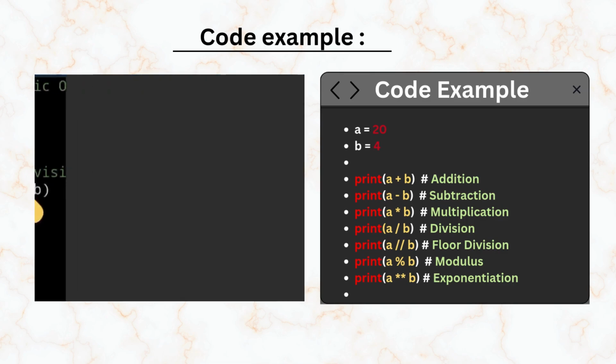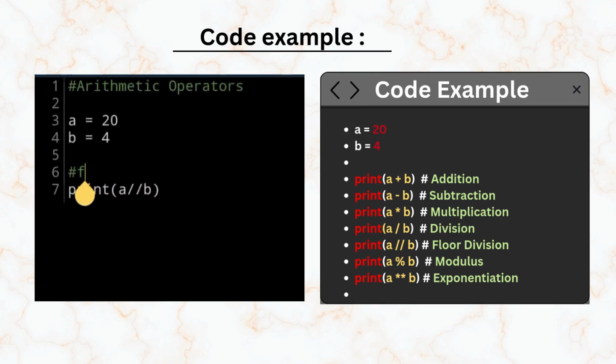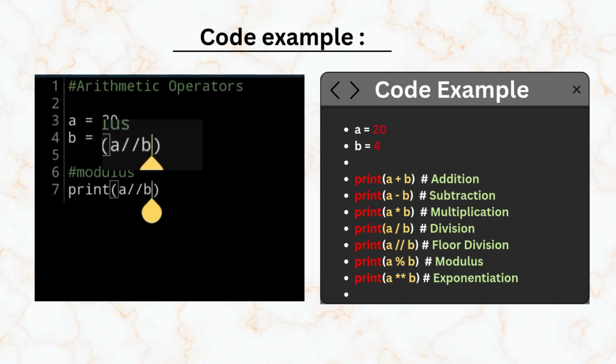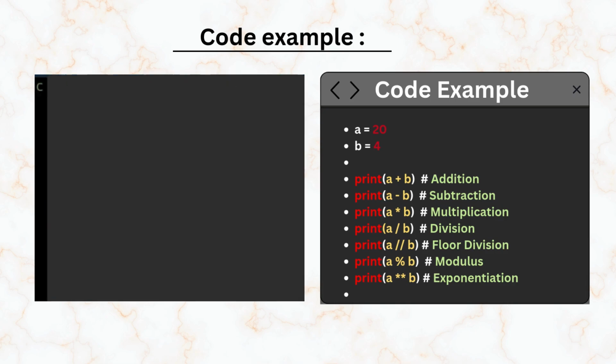Each operator has a specific function. For example, floor division returns the quotient without the remainder, while modulus gives you the remainder. Exponentiation raises the number to the power of another. Practice using these operators in different combinations to become familiar with them.